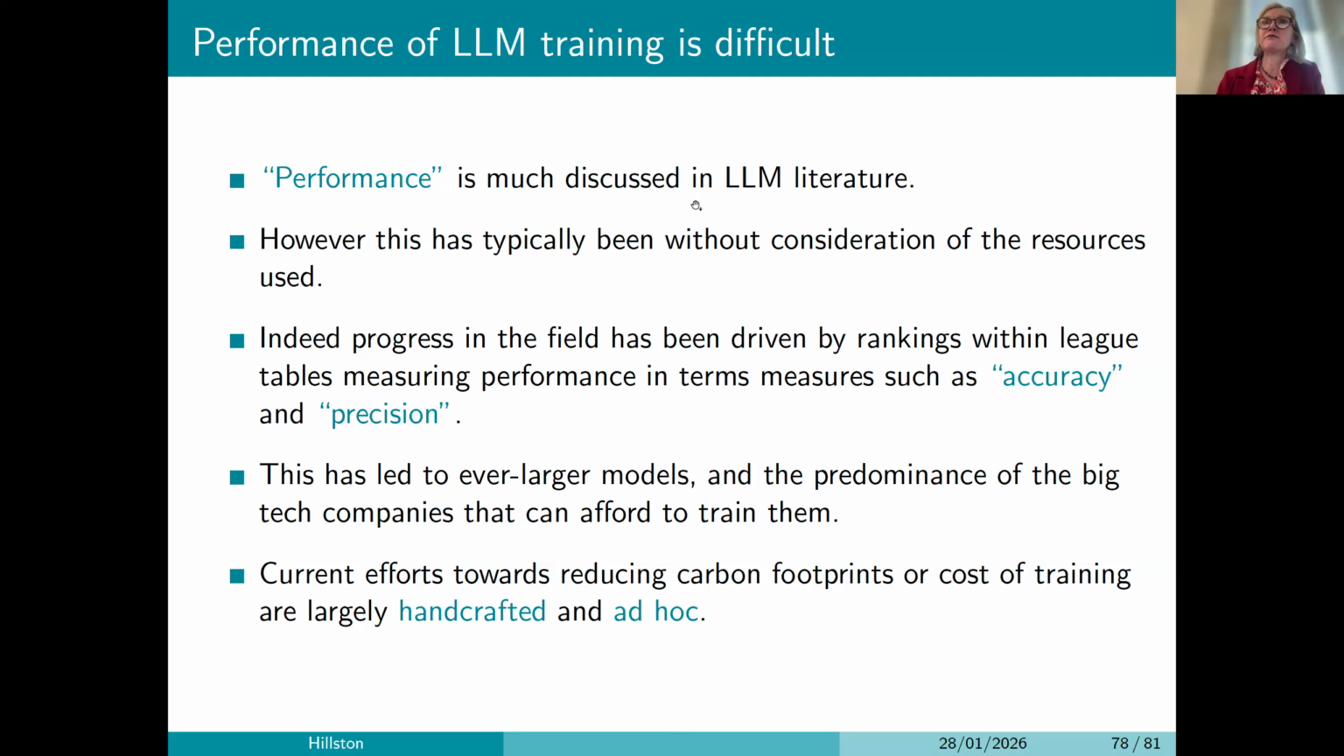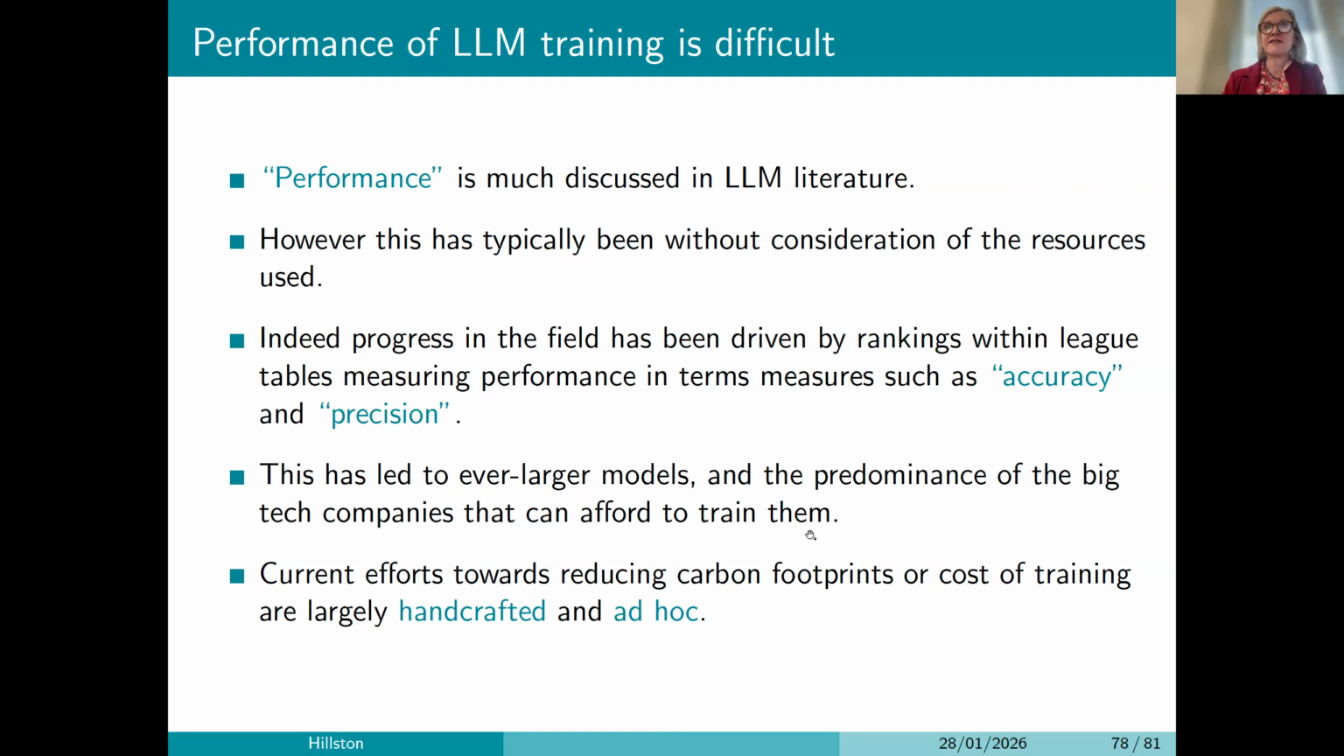If you look in the LLM literature, there is a lot of work about performance, but it's not from the point of view of resources. Resources are never really mentioned. It's all done from user-defined measures in terms of things like accuracy, precision. And progress in the field has been driven by league tables, etc., seeking to optimize accuracy and precision, so these user measures, without considering the actual resource that's needed to calculate them.